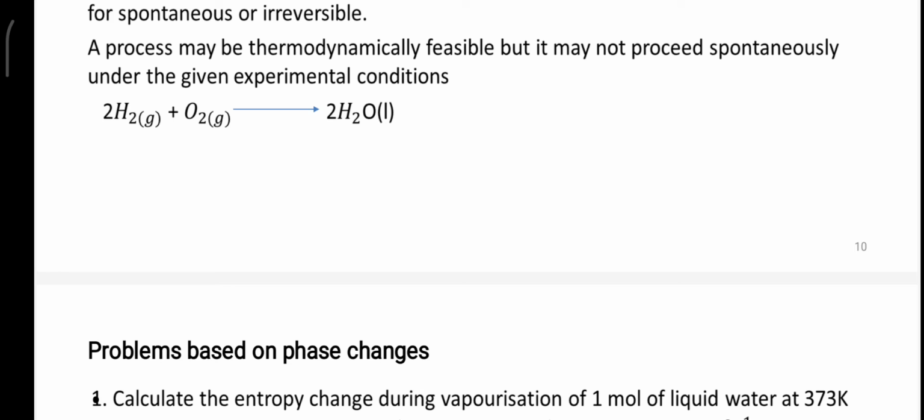The example is conversion of hydrogen and oxygen gas into liquid water. Here you can't say whether the process takes place rapidly or slowly. So you can say only the feasibility of a process, but you can't say to what extent the reaction takes place or at what rate the reaction takes place.